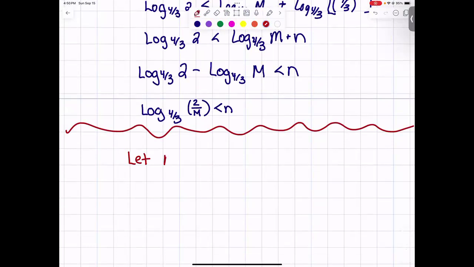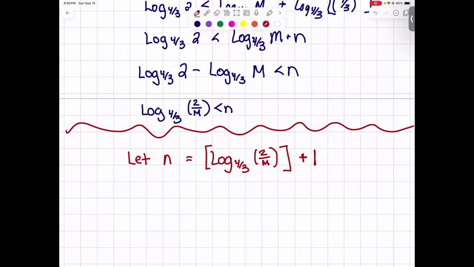So let's start by saying let n equal log base 4/3 2 over m. And a reminder that we found that n needed to be greater than that. So we just need to add a 1. Right there, we can add the 1 to the outside. And now, given that we've added that 1 to the outside, we can observe that n is definitely greater than this statement here, right? Because n is this plus 1. So that's definitely true. We can see that n is greater than that log function.